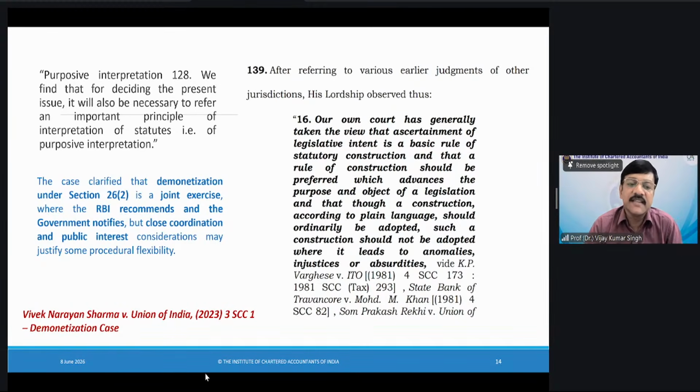So Justice Nagaratna in this particular case actually went into a literal interpretation of rules, and that is where she has given a dissenting opinion, and Justice Gawai and I think few more judges have given the majority opinion in demonetization case. So interesting case, you people may read it.